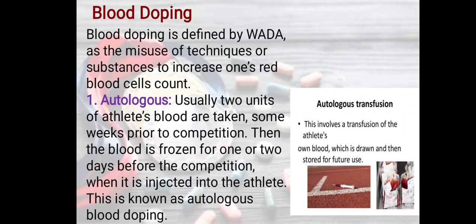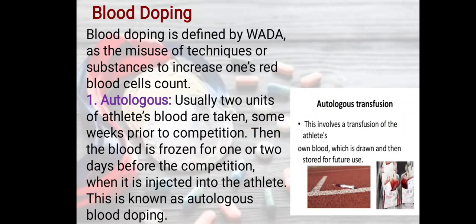In this we have two methods, one is autologous and another is homologous. What happens in autologous is that blood is taken from an athlete before the competition, and then that blood is frozen until 1 or 2 days before the competition. When the athlete is one or two days from the competition, it is injected into the athlete, and this is known as autologous blood doping.